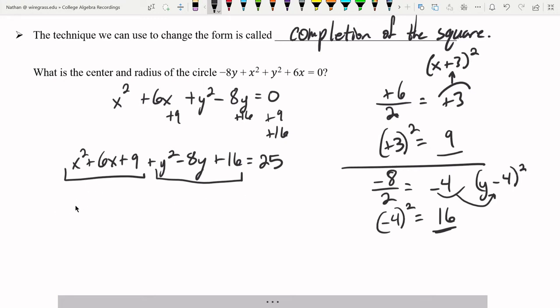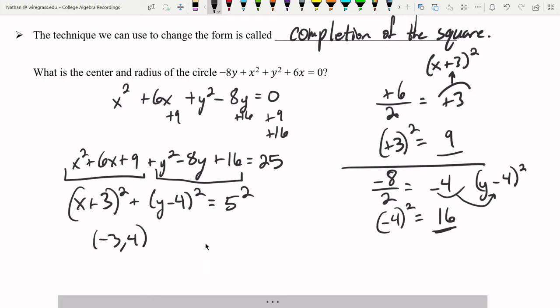Okay, so this first one's going to be x plus 3 squared plus y minus 4 squared equals, I'm going to write 25 as 5 squared. And I do this because now this is in standard form. We have the center negative 3, 4 with a radius 5.